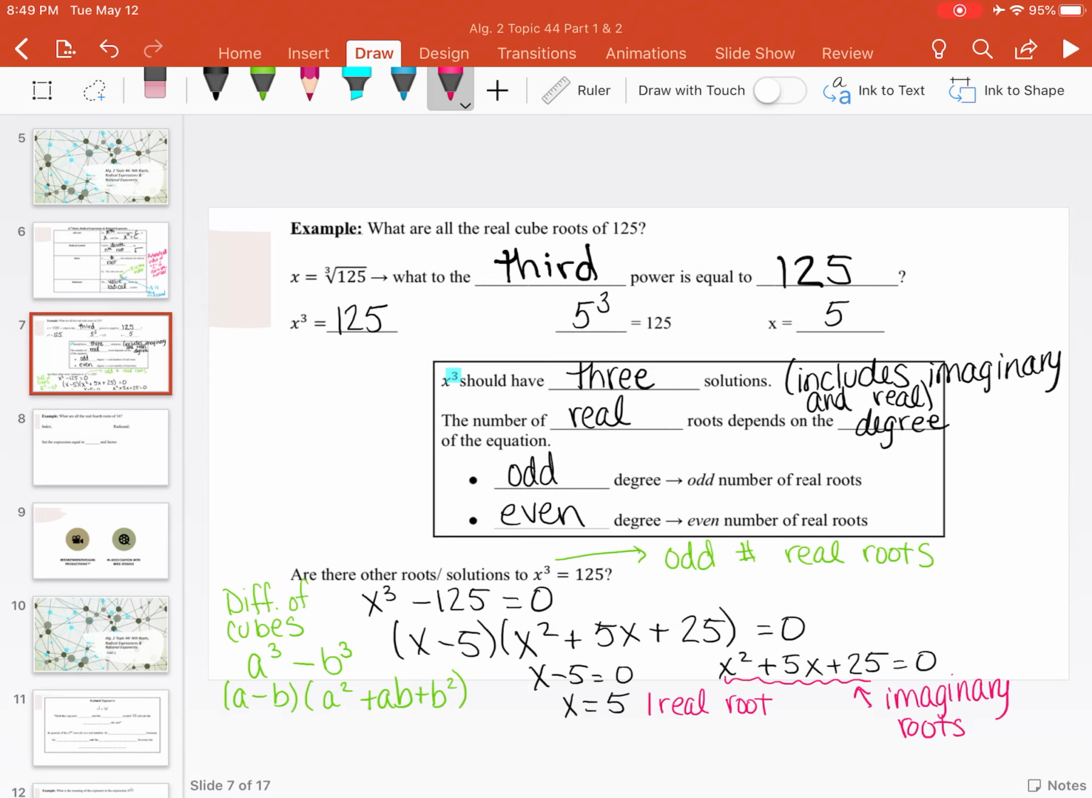Well, we know we have 3 total solutions, and one of those solutions is a real root. So with process of elimination, we know that we're going to have 2 imaginary roots. Also, if we plugged this into the quadratic formula and solved for x, we would get 2 values, because remember, imaginary roots come in pairs. So we'll have plus or minus that value. Specifically, the real cube roots of 125 is just x equals 5, and then there are 2 imaginary roots.